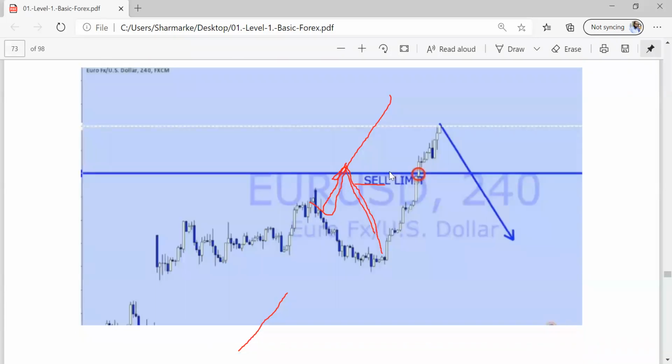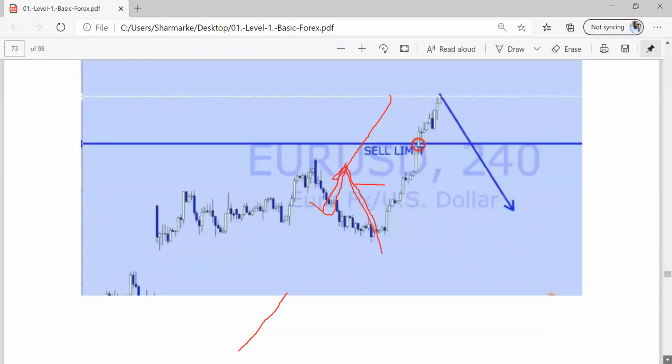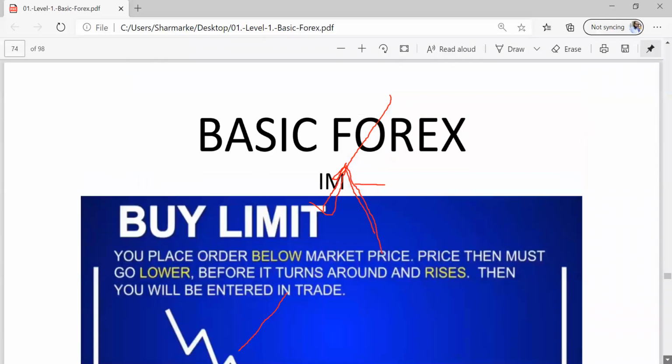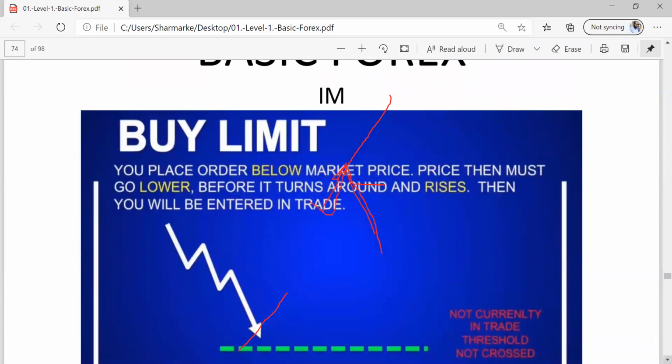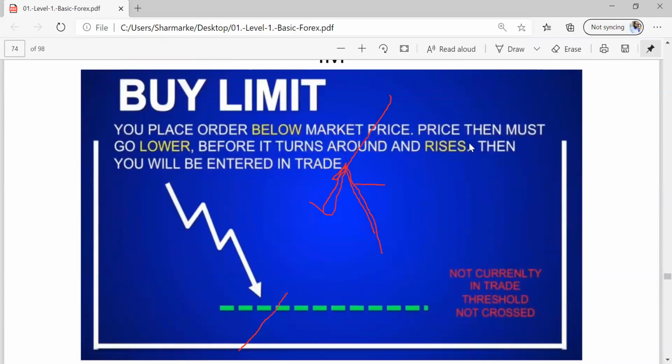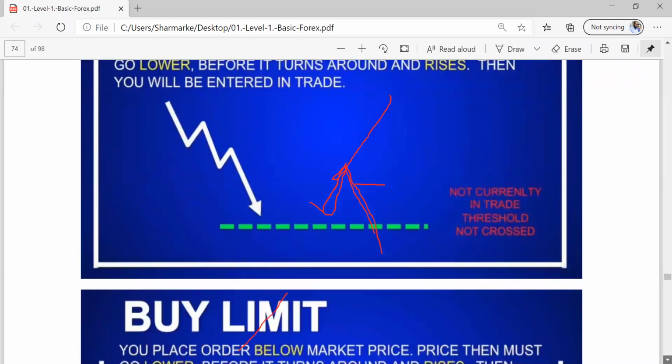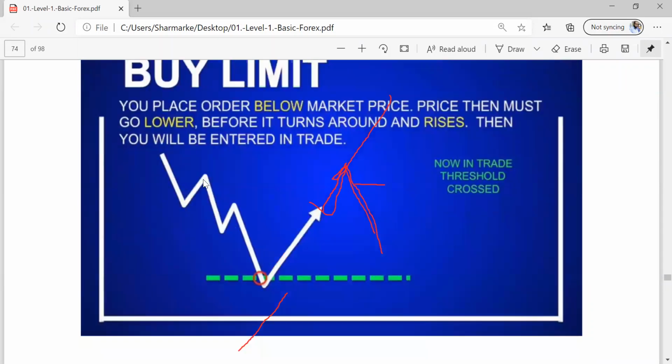Simply, here is a stop loss. The market has passed this area. You put your sell limit here. The market comes back, boom, opens, and then you continue down. And the buy limit is almost the same. You place your order, and the market price must go lower before it turns around and rises, and then you will be entered in the trade. Just the same way. The market comes down, down, down, passes, then you put your buy limit, it comes back, boom, and then continues up.